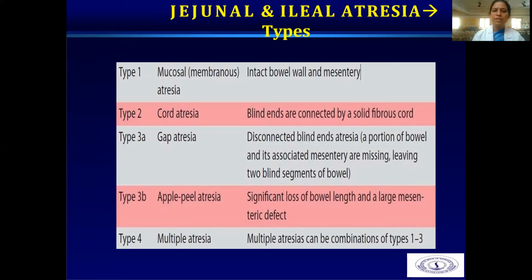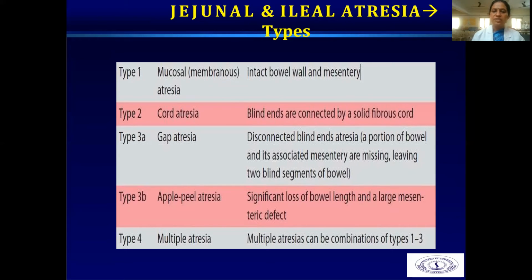This is called apple peel atresia. Type 4, multiple atresia. Multiple atresias can be a combination of type 1 to 3. So we have seen mucosal atresia, cord atresia, gap atresia, apple peel atresia, and multiple atresia. So in all this, we have seen the disconnected blind end atresia.